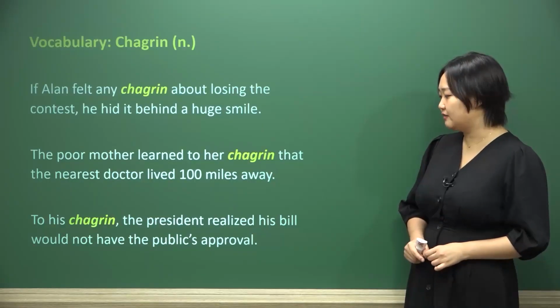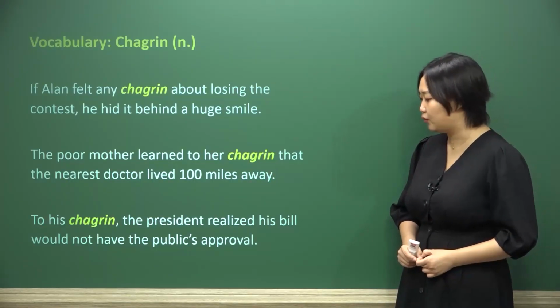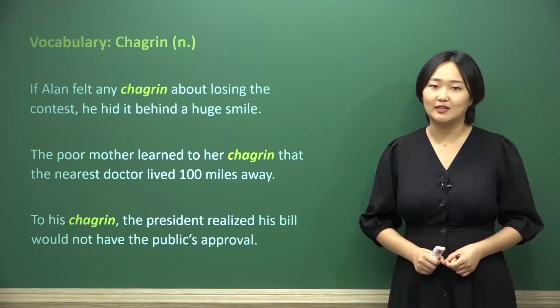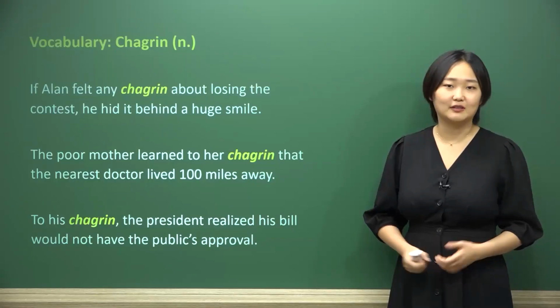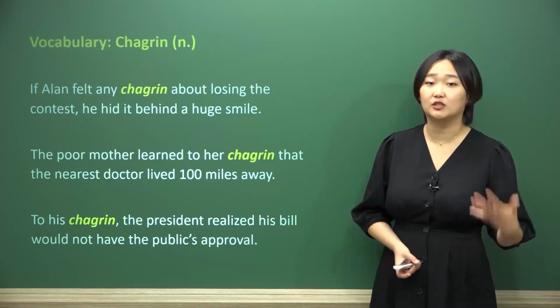To his chagrin, the president realized his bill would not have the public's approval. To his irritation, to his annoyance, to his discontent, his frustration, he learned that it was not going to be popular and therefore he needed to do something about it to make sure it got passed.